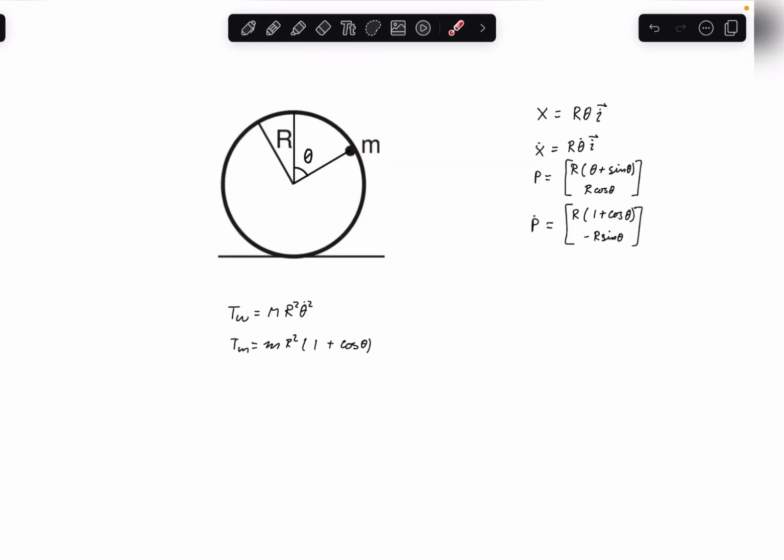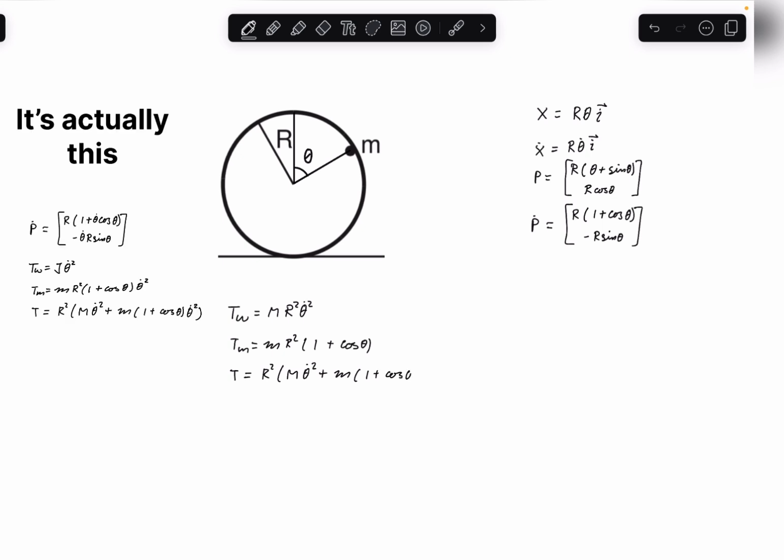So this leaves us with the kinetic energy of the wheel and the kinetic energy of the mass. In order to get the total kinetic energy, we just add these two together. So we get that, and we can take r squared outside, and then we have m theta dot squared plus m times (1 plus cos theta).